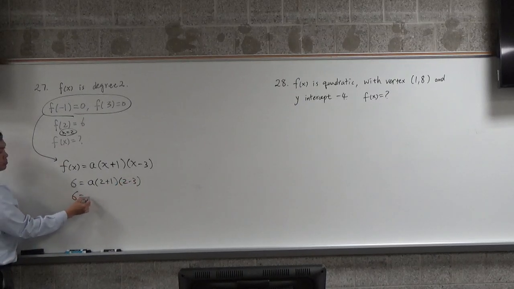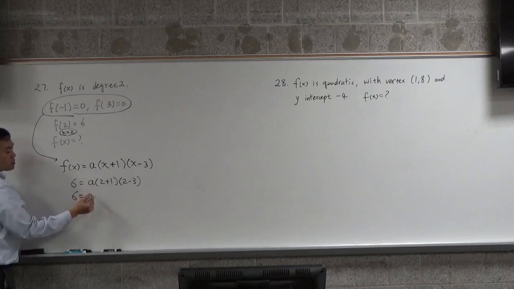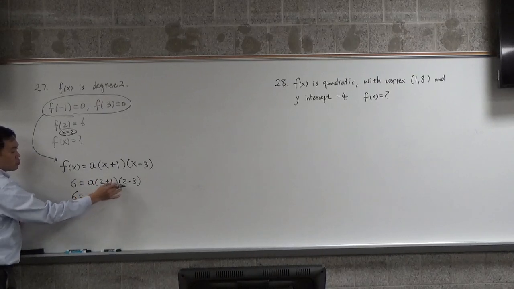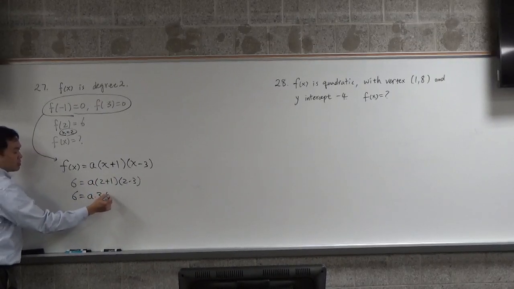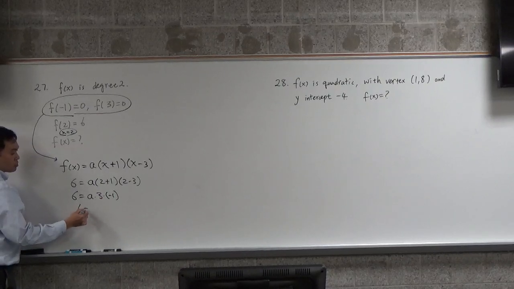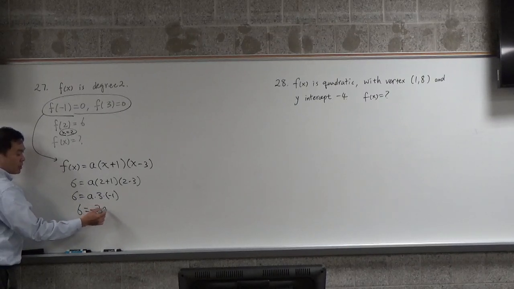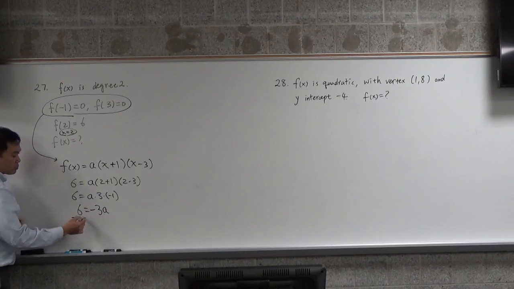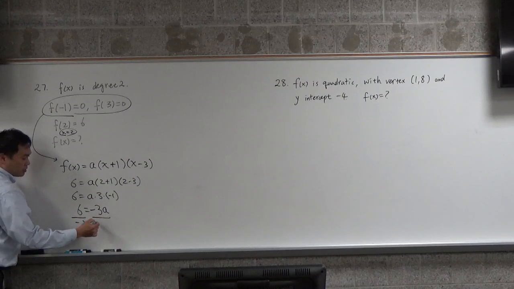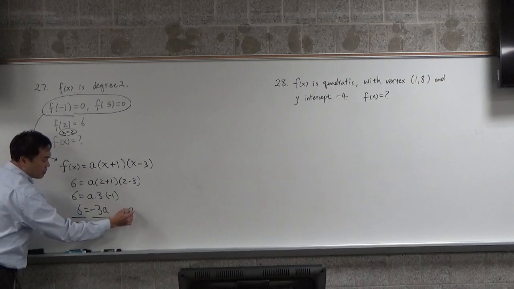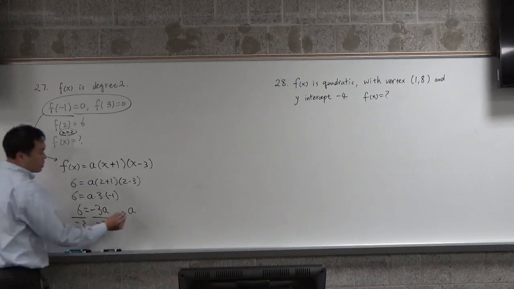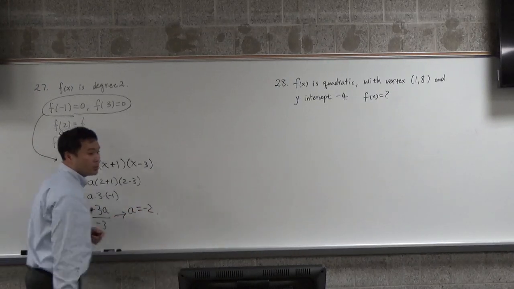Let's see, 6 equals 2 plus 1 is 3. 2 minus 3 is negative 1. So 6 is equal to 3 times negative 1 times a. So that's negative 3a, right? Now divide both sides by negative 3. What do you get for a? You get a equals negative 2. Okay. Is that the answer?